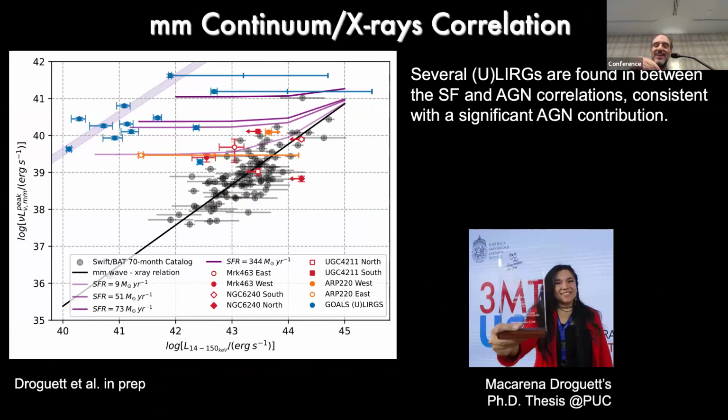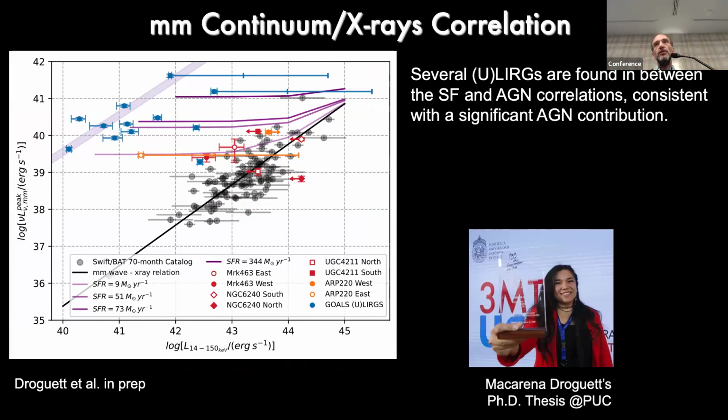Yeah, no, that's an excellent point. Let me go back to that, and thanks for the opportunity to go a little bit deeper. We think that's absolutely true. What we think is happening is that the reason why they are in between the correlation is because the X-rays are obscured, but the millimeter is not. But you still have a combination of both nuclear star formation and AGN as well.